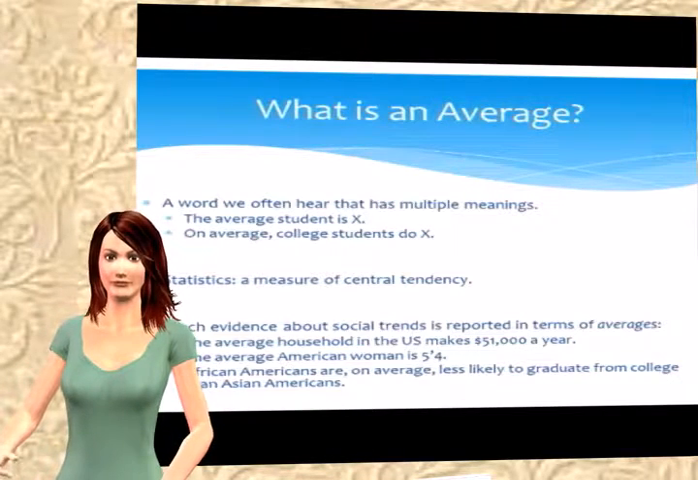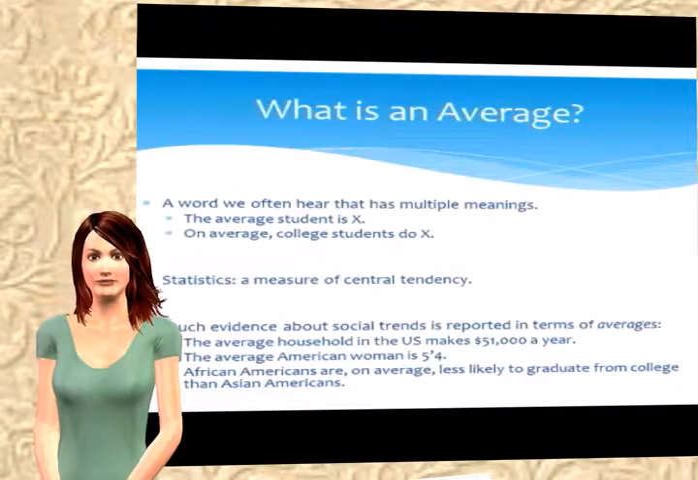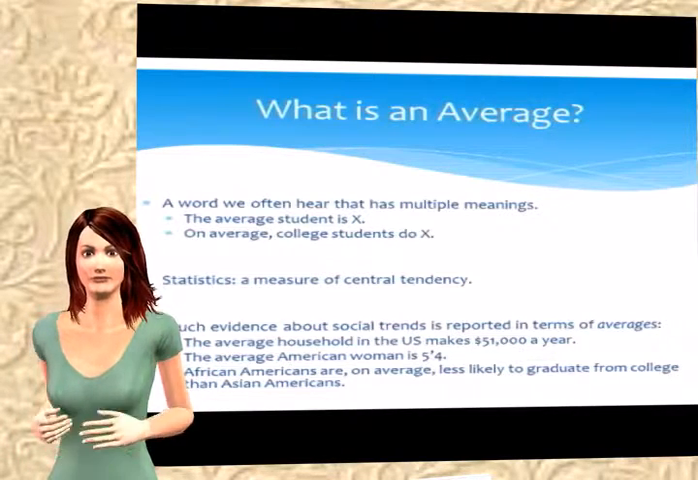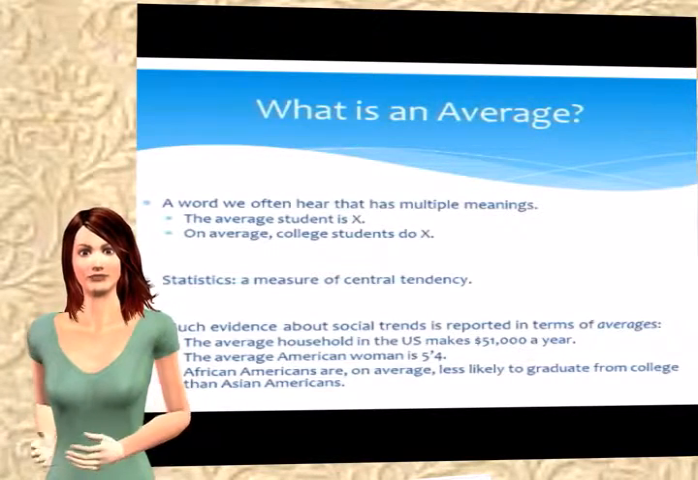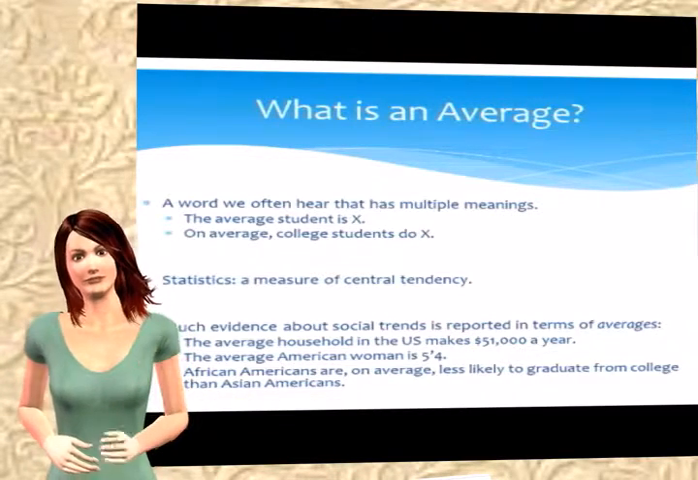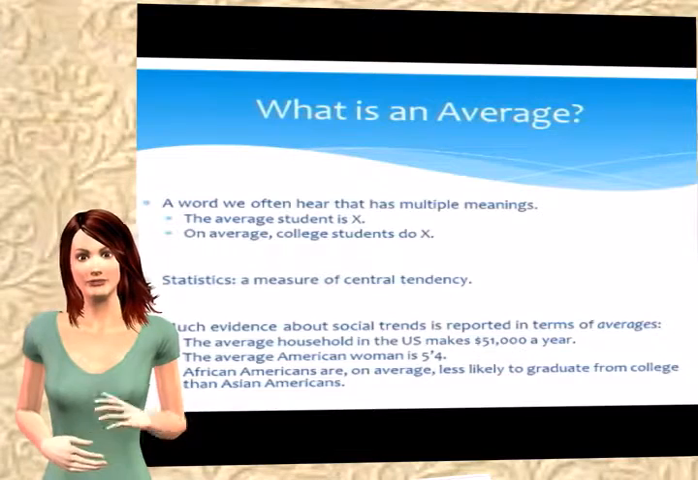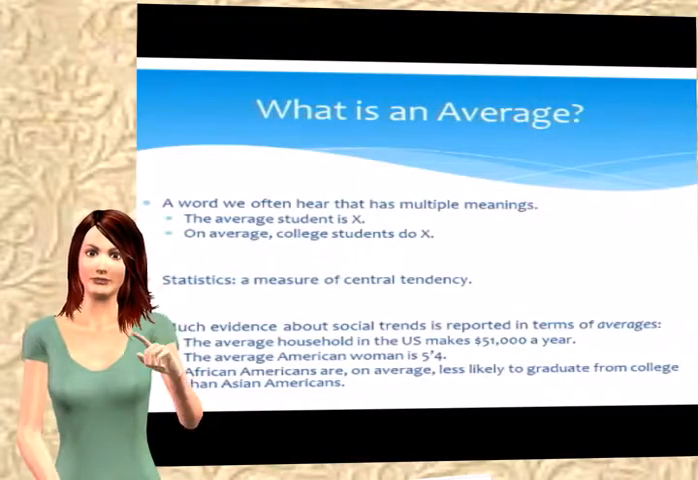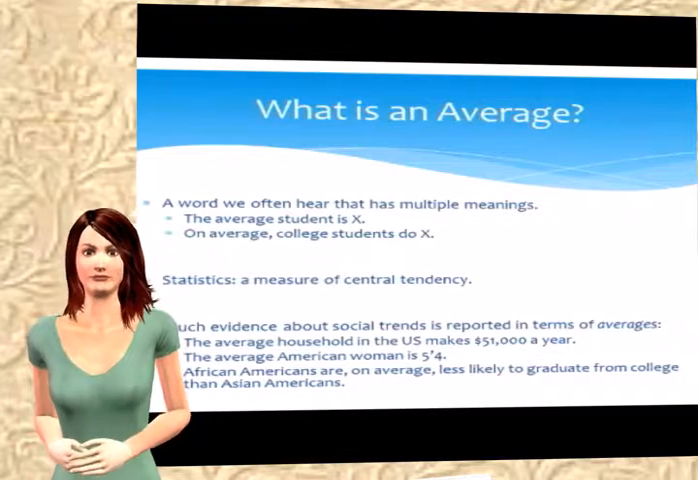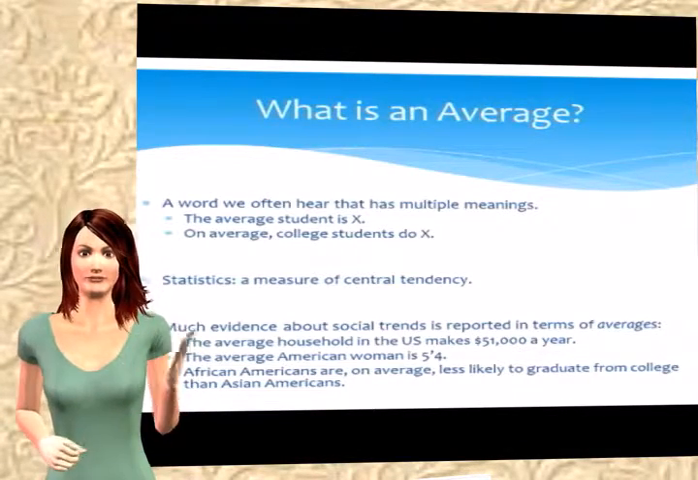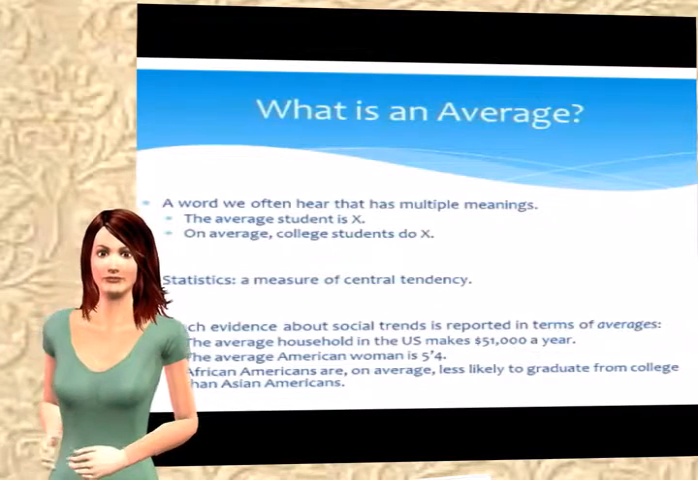Some examples: the average student is X, or on average college students do X. We're usually talking about what's typical. Now in statistics, if you've ever taken a statistics class, average refers specifically to a measure of central tendency. And there's a particular type of average that statisticians most often use, and we'll talk about that on the next slide.